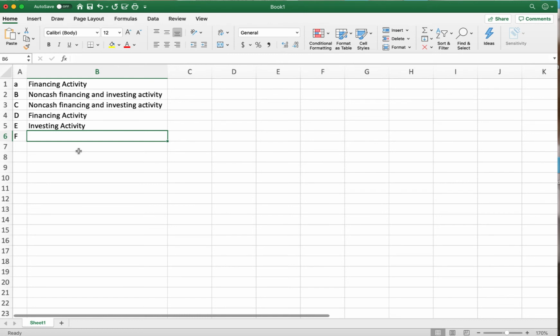Okay, let's look at F. What's F say? F said collected $16,000 on accounts receivable, right? So what do we have here? We have an accounts receivable. How did we get that accounts receivable? Well, we sold merchandise or we performed a service. That is an example of an operating activity, right?